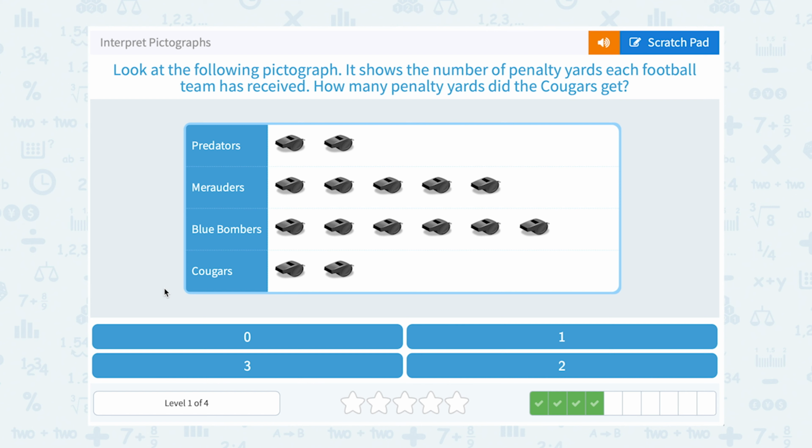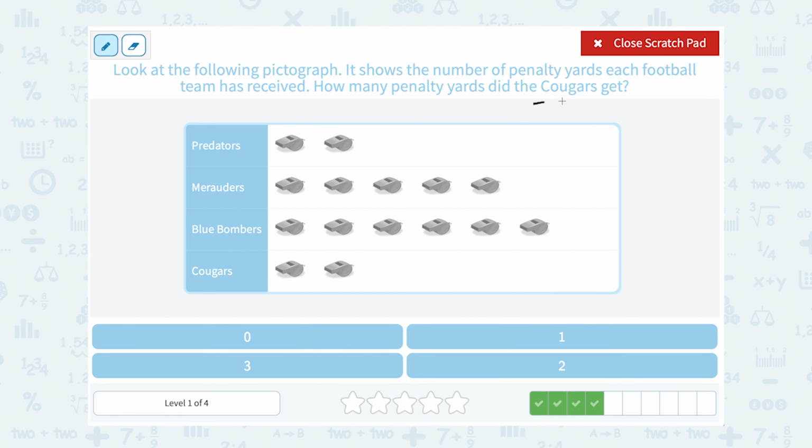Look at the following pictograph. It shows the number of penalty yards each football team has received. How many penalty yards did the Cougars get? Okay, so Cougars are in the last row of the table. So each whistle would be 1 penalty yard. There's 2 whistles, so they must have gotten 2 penalty yards.